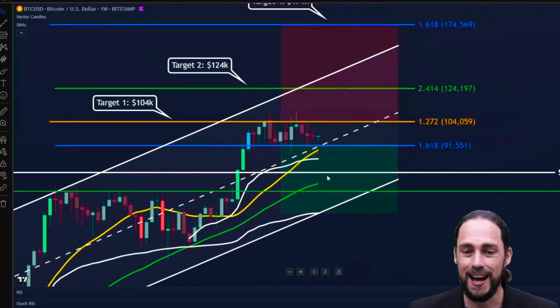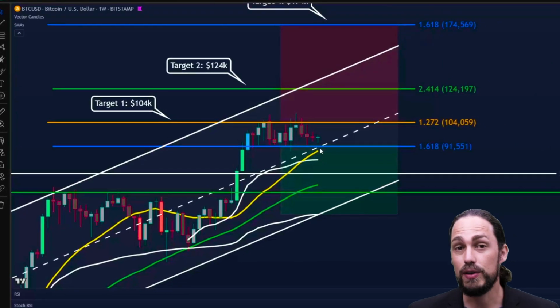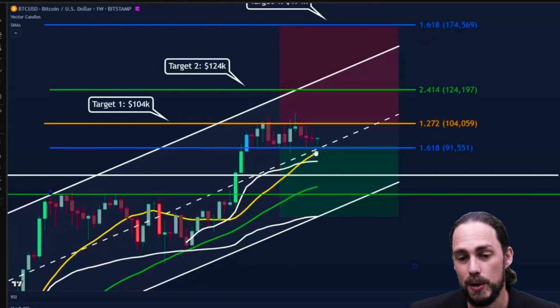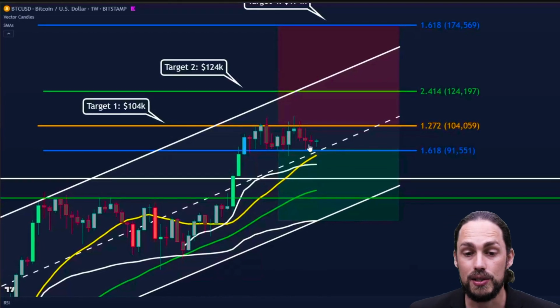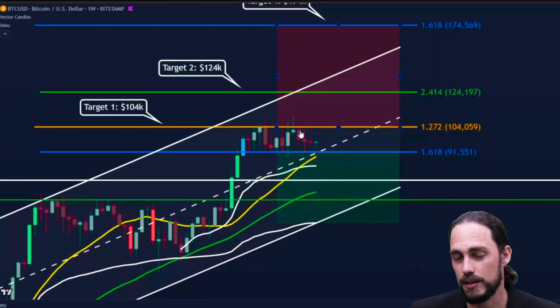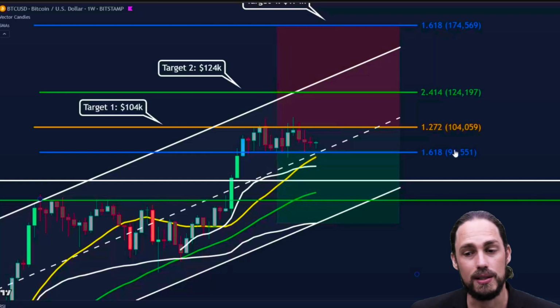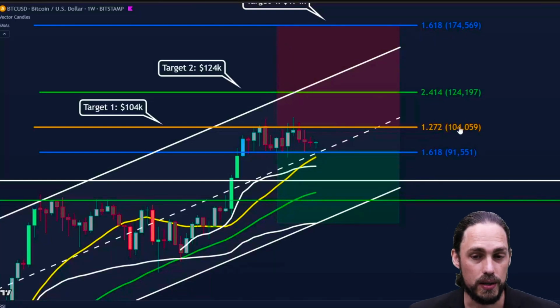Now, if we look at how we are currently, the moving averages are still pointing up. We can see that both the yellow and the orange are pointing to the upside, and we can see that we have been consolidating in this key Fibonacci area between this $91,500 and $104,000, give or take.